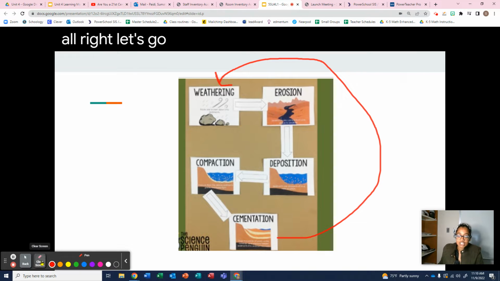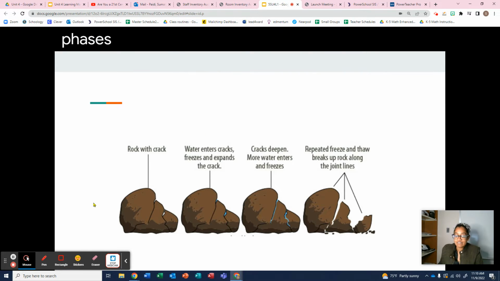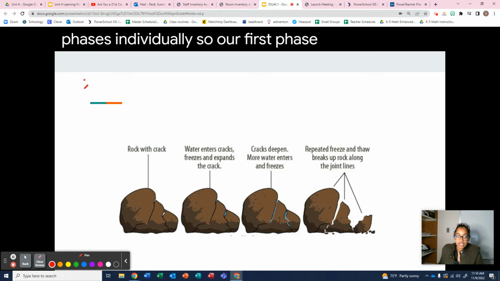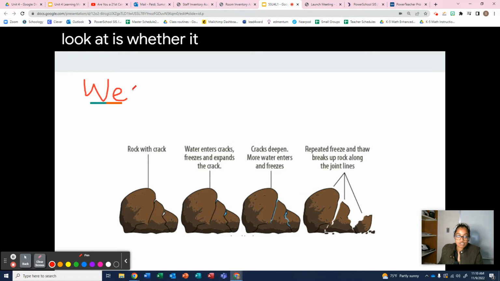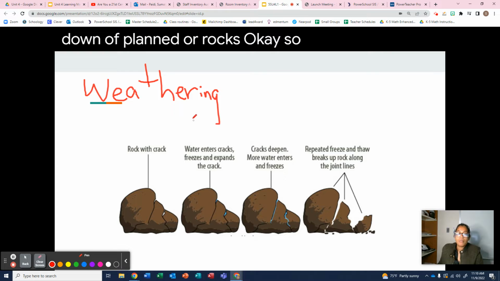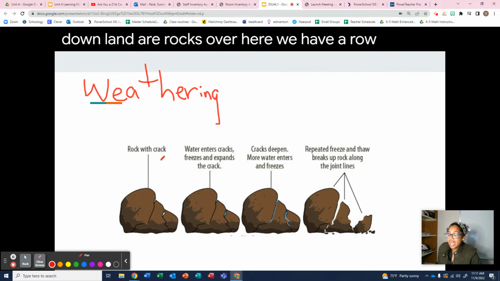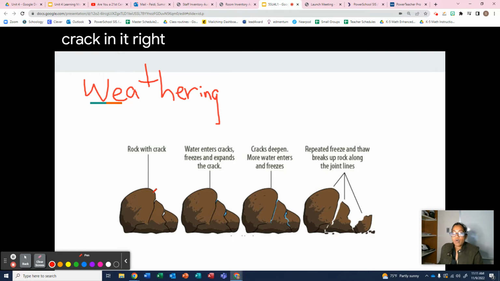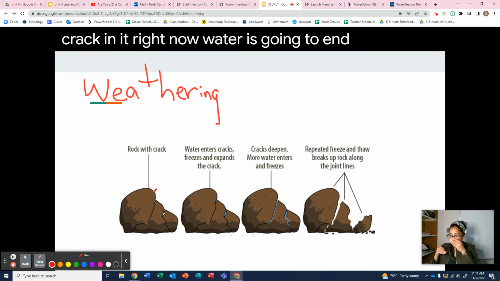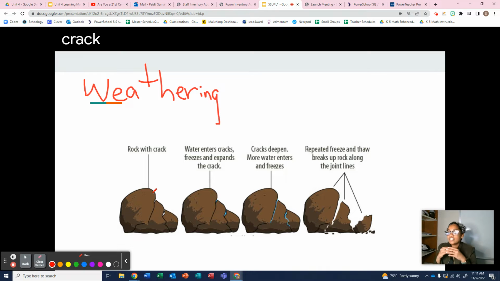All right, let's go ahead and look at each of these phases individually. So our first phase that we're going to look at is weathering. Weathering is the breaking down of land or rocks. So over here we have a rock. It has a crack in it, right? Now, water is going to enter into that crack and then it's going to freeze.